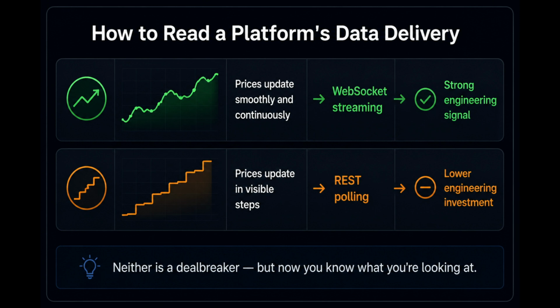A platform where prices appear to update in noticeable steps, or where the live chart feels slightly behind during fast market moments, is likely relying on REST polling for market data. It might still be a perfectly usable platform for many trading styles, especially if you're not trading in fast-moving conditions, but it tells you something real about the engineering priorities of whoever built it. Neither answer is automatically a deal-breaker. But now you have a way to look at a platform's live data behavior and draw an informed conclusion about what's running underneath without ever seeing a line of their code.